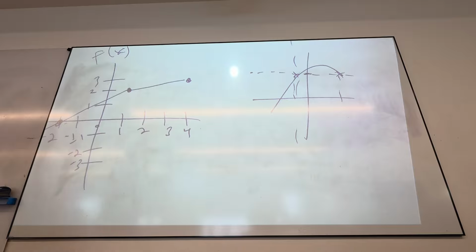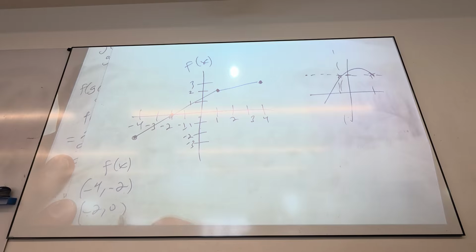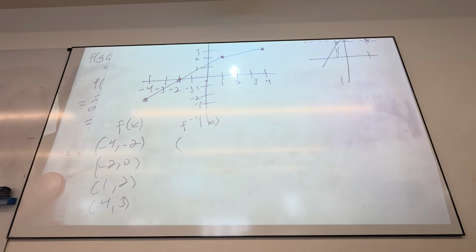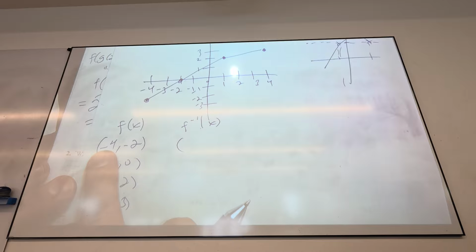I'll show you a whole nother reason why there's a horizontal line test for this after we talk about what this looks like. Can somebody tell me the points that this goes through? What points does f go through? What point is this? -4, -2. What else? -2, 0. What else? 1, 2. What else? 4, 3. So what points will f inverse go through? Yeah, all I do is I switch. That's it. Why? Because what's the inverse's job? To take the output back to the input.